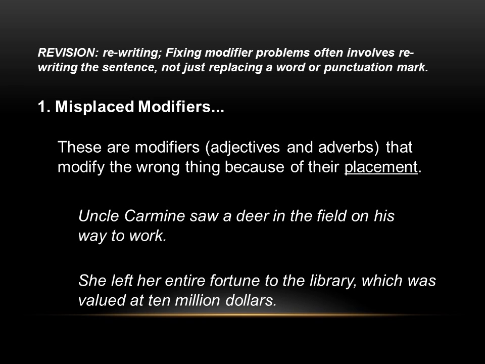Here's another one. She left her entire fortune to the library, which was valued at $10 million. Now here our modifier that's in the wrong place is an entire clause. It's not just a phrase or a single word. Which was valued at $10 million should modify fortune. So we've got to take that whole clause and put it after fortune. She left her entire fortune, which was valued at $10 million, to the library. Okay, misplaced modifier.